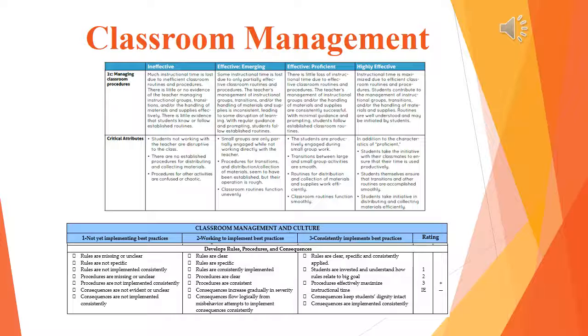As a new teacher, the rubric at the top is the rubric that you'll be evaluated by. It's the Compass Teacher Rubric. The rubric at the bottom is the rubric that you will be evaluated by as a new teacher in Teach Baton Rouge during the summer and during the school year.